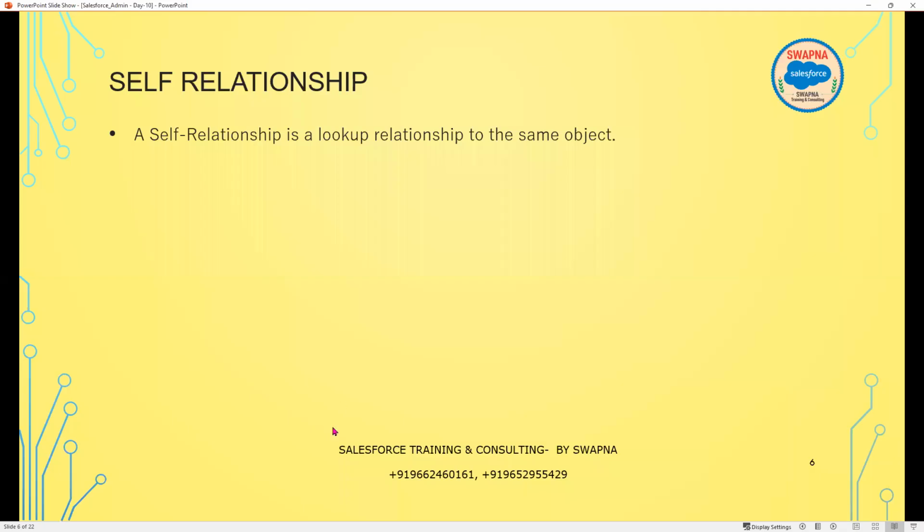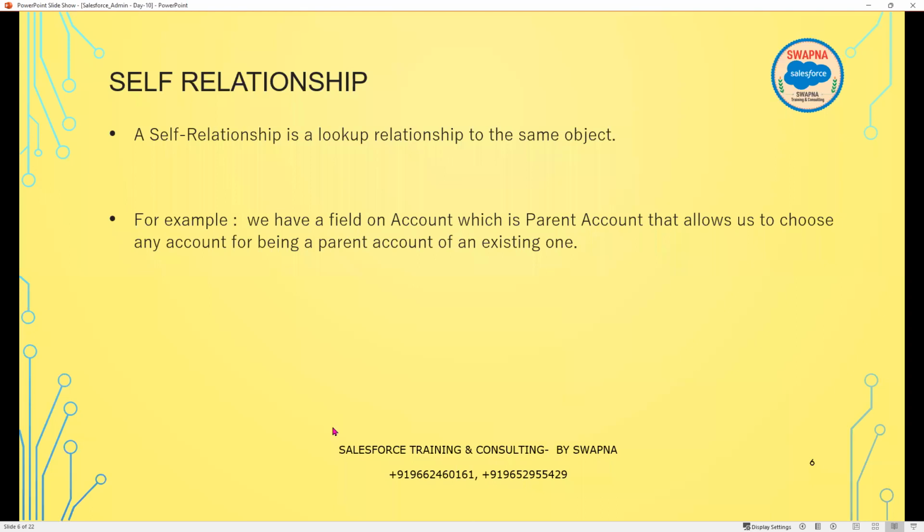So, for example, we have a field on account, that is a parent account. That's exactly what we have seen. That allows the developers or admin to choose any account as a parent account for an existing one, which is called a self-relationship. Take a note of it.